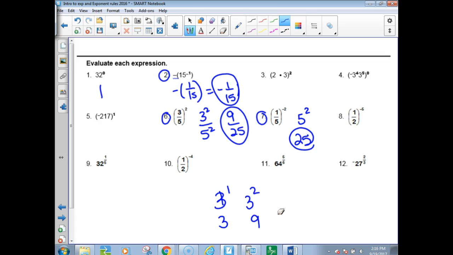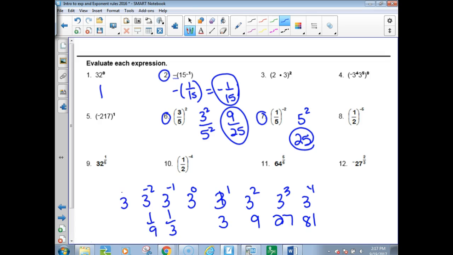3 to the third is 27, etc. 3 to the fourth is 81. What is 3 to the 0? Well, think about 3 to the negative 1. That's 1/3. 3 to the negative 2 is 1/9. 3 to the negative 3 is 1/27. 3 to the negative 4 is 1/81. What's going to happen in here?